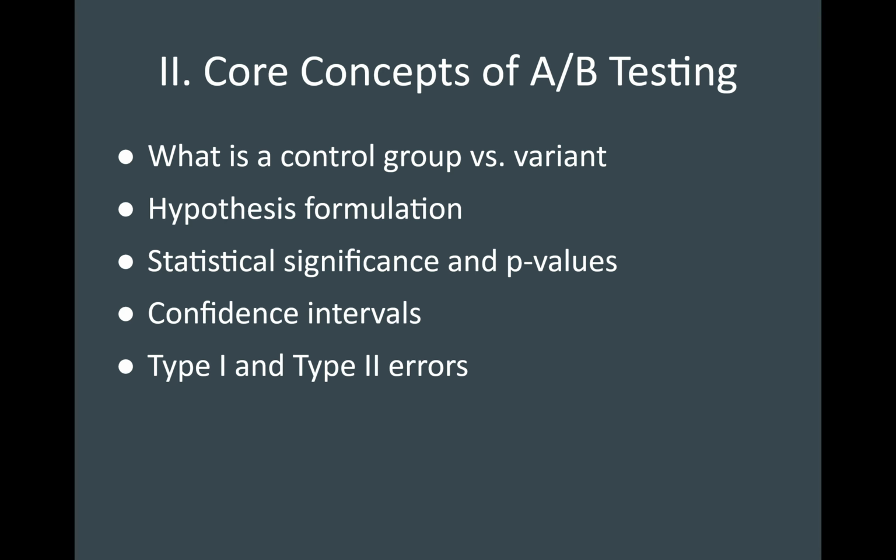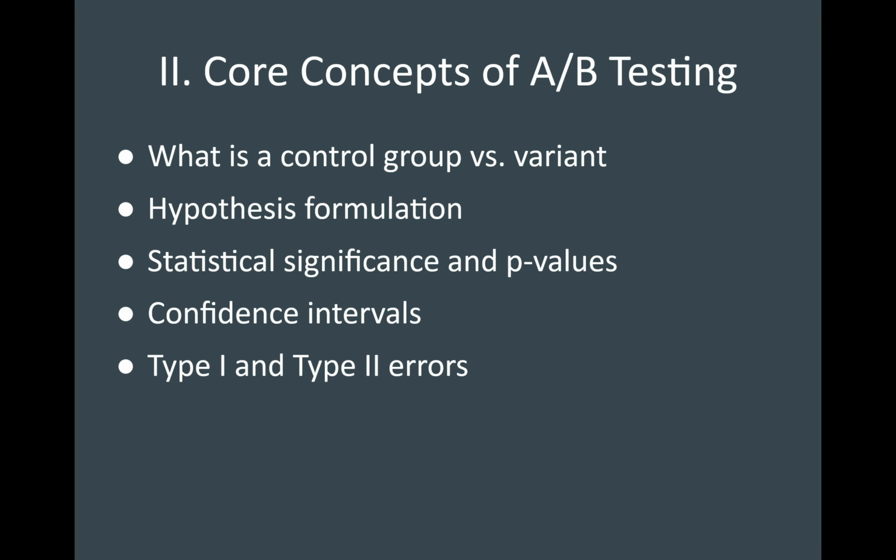In terms of core concepts of A/B testing, there is the control group versus the variant, where the control group receives the original experience while the variant group experiences the new change. In terms of hypothesis formulation, an experiment starts with a hypothesis. For example, changing the button color to green will increase clicks by 5%. Then there is statistical significance and p-values, where these help determine whether the observed effect is really real or just due to chance.